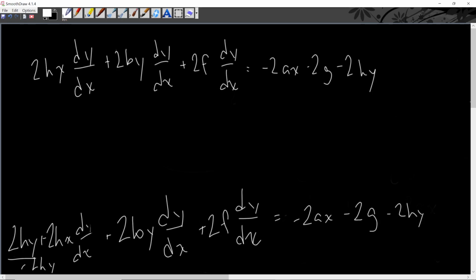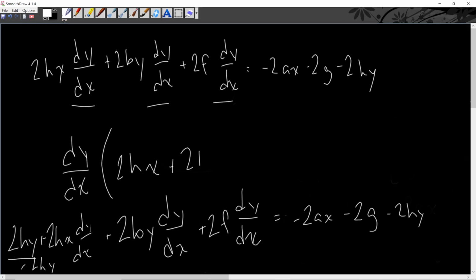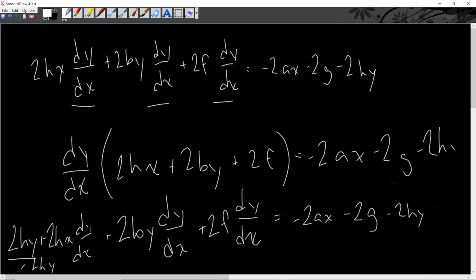And then from here we can factor out this dy dx. That's a thing that's common to all of these. dy dx times 2hx plus 2by plus 2f equals negative 2ax minus 2g minus 2hy.